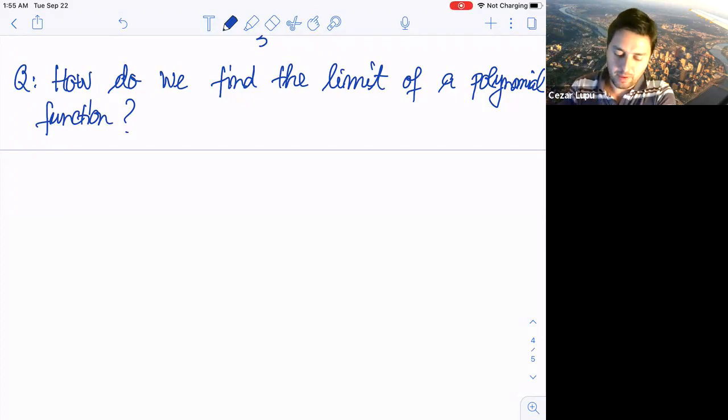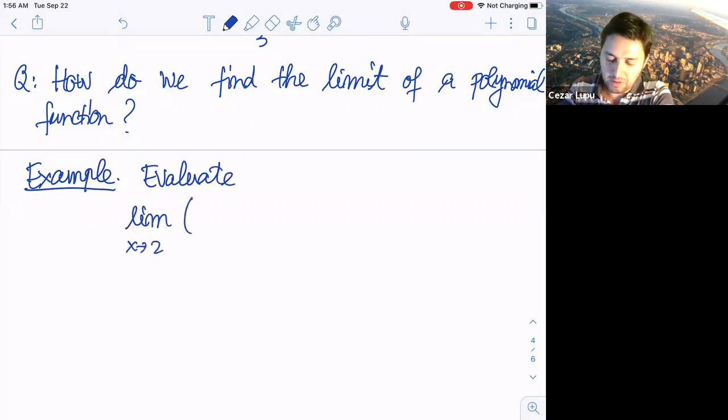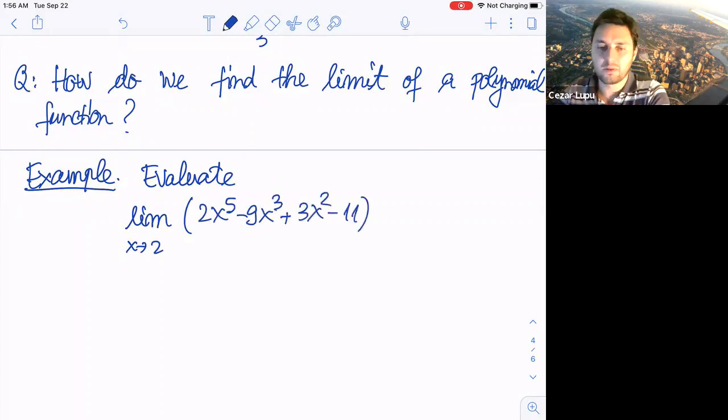And for example, let me give you an example. In fact, let's start with an example, and then we'll say a few words about the general method of finding the limit of a polynomial function. The example I have in mind is to evaluate the limit as x approaches 2 of 2x to the 5th minus 9x cubed plus 3x squared minus 11. So let's take a polynomial function of degree 5.